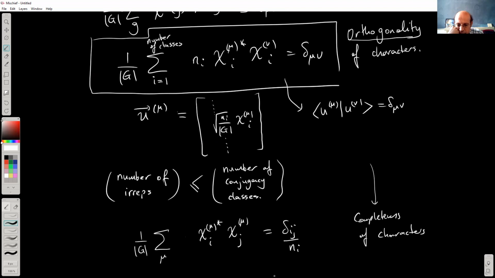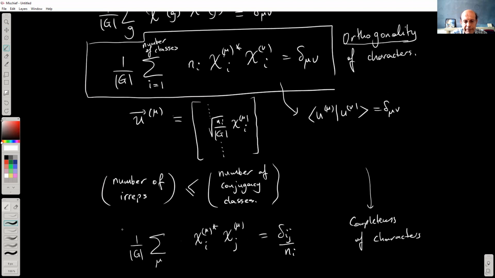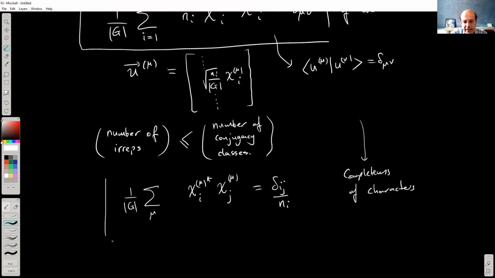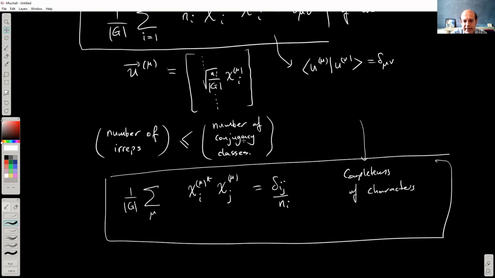Or g divided by delta ij. Okay, so then that's the other relationship. What I'm going to do now is just go back to the group and verify that these are indeed the case. So I'm just going to show them one by one.